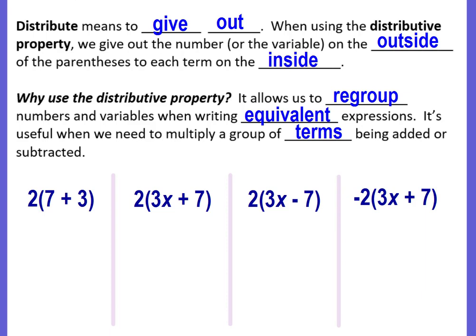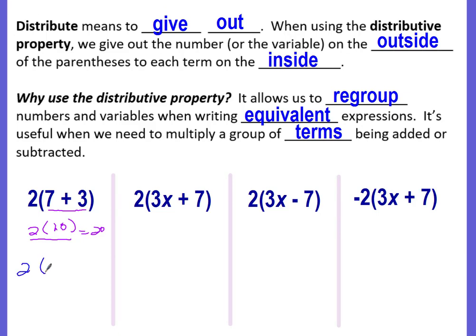So let's do a few examples. The first one we have is 2 groups of 7 plus 3. Now, we know the order of operations says we can do our parentheses first and add the 7 plus 3, and we get 10, bring down the 2, and now we just multiply 2 times 10 and that gives us 20. But let's use the distributive property to see if we come up with the same answer.